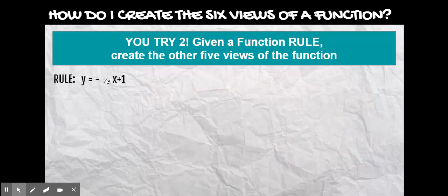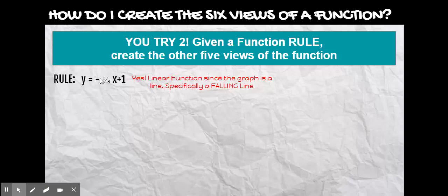Here's your rule. This one is y equals negative 1/3 x plus 1. What values should we use when we build our table for our x? So when I take a third of them, I end with integers. What's my linear or not linear? It's linear. And I'm going to give you a little clue.